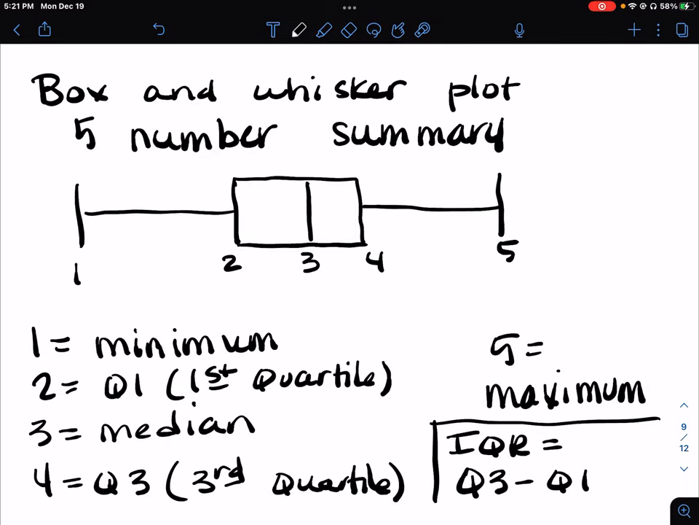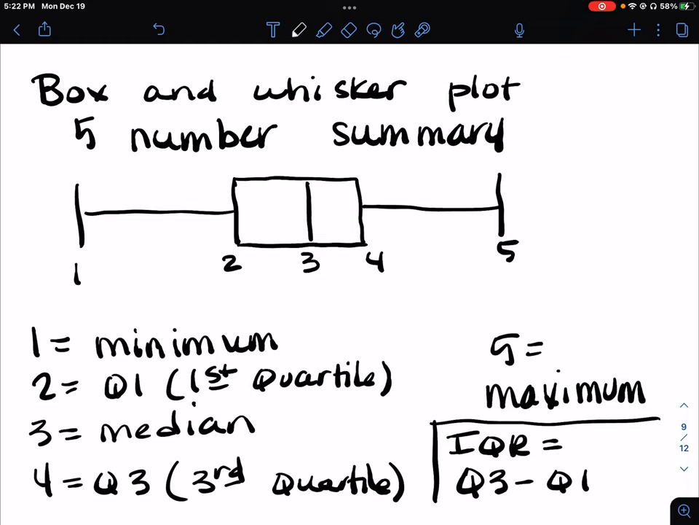A box and whisker plot, or also a box plot, is a 5-number summary. Okay? The number that's on the far left is the minimum, the smallest. The next number is the first quartile. Okay? And that is going to be the left end of the box. The line down the middle of the box is the median. The right side of the box is Q3, the third quartile. And the far right thing is the maximum.